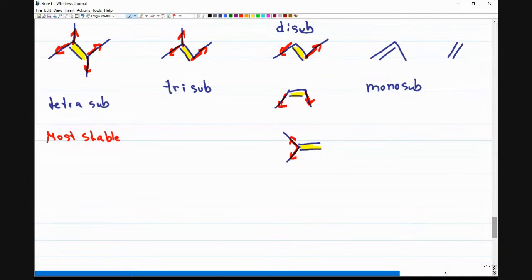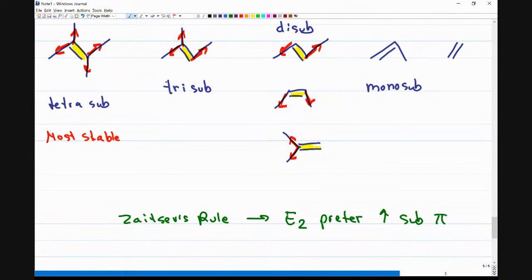The rule that you want to follow in terms of figuring out the stability is Zaitsev's rule. Zaitsev's rule says that because the more substituted pi bond is more stable, the E2 reaction is going to prefer the more substituted pi bond rather than the less substituted pi bond.